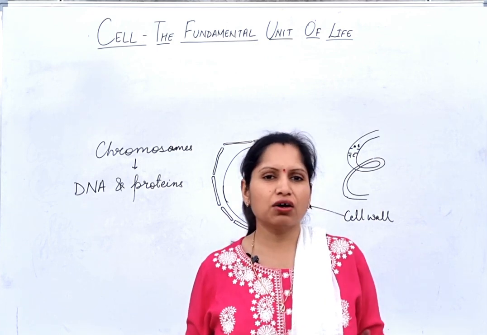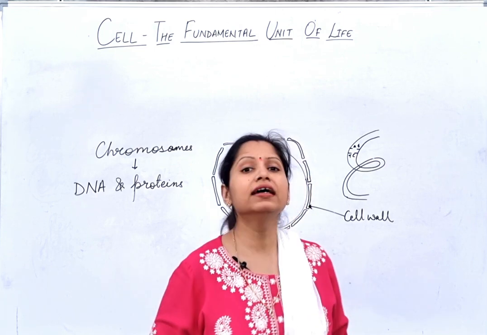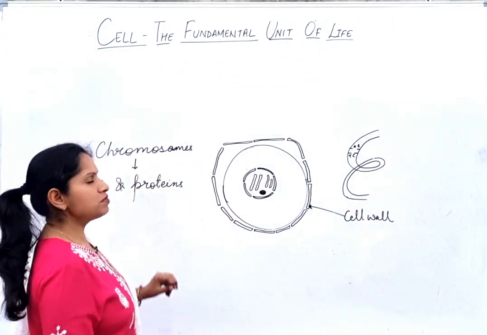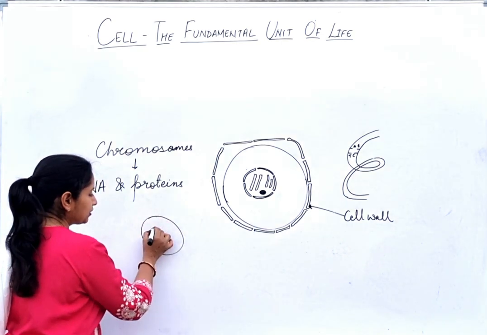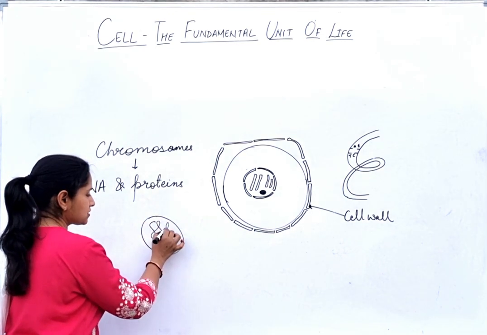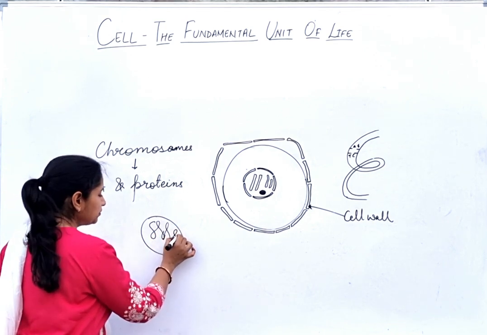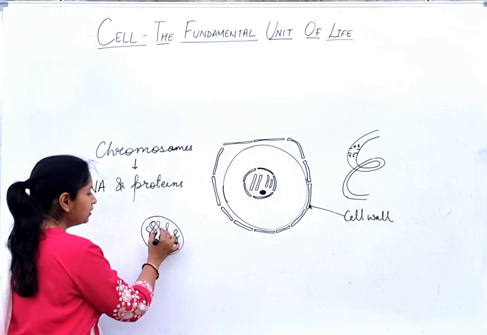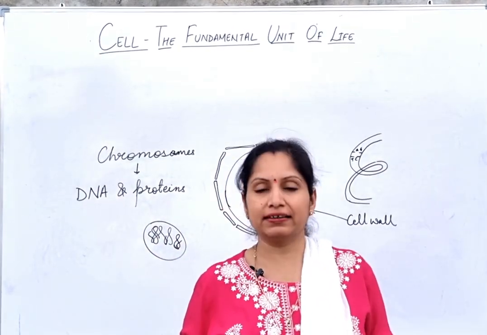But if the cell is right now not going to divide, if the cell is newly formed and just growing, then these chromosomes are not visible inside the nucleus. What is visible inside the nucleus are thread-like structures. These are known as chromatin threads.